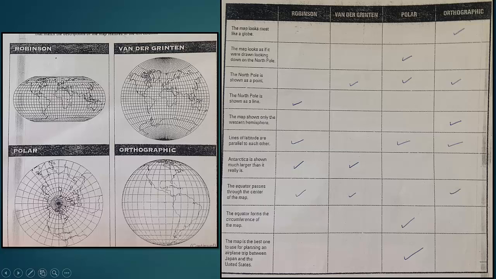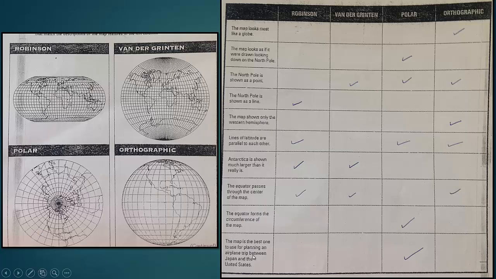Here the equator does not pass through the center. That's why we do not tick it. The equator forms the circumference of the map. In maths, you should have learned about the circumference of a circle, the circumference being the outside of the circle. So here, the equator is the outside, because we're looking at the Earth from a different angle.